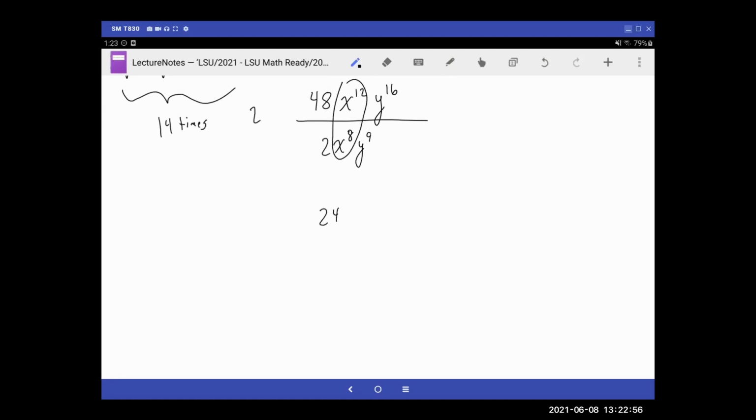x to the 12th over x to the 8th. Okay, what do I do with that? I have 12 x's on top. Go ahead and write them all out. 11, 12. So that's 12 x's on the top, and I have 8 on the bottom.